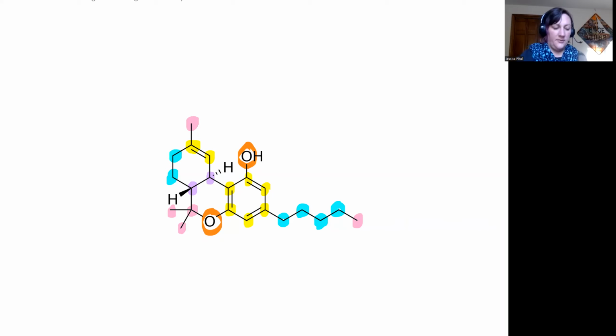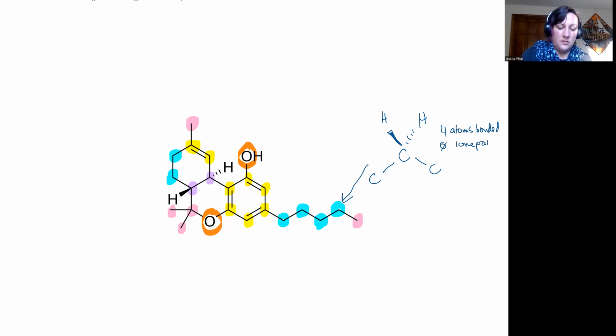So let's walk through these different shapes and I'll blow them up. Any of these ones here, where I have a carbon bonded to another carbon and then 2 hydrogens, are going to look like this. And because there are 4 things bonded to it and 0 lone pairs, this is going to be a tetrahedral carbon.